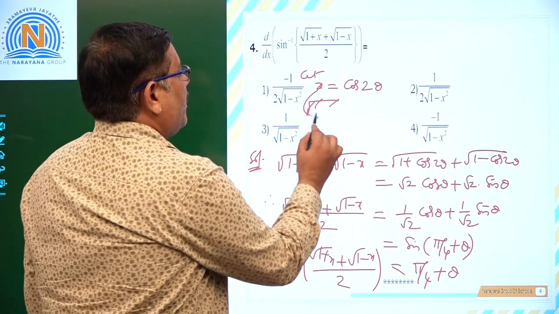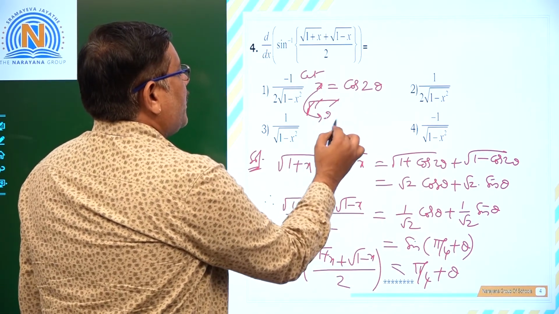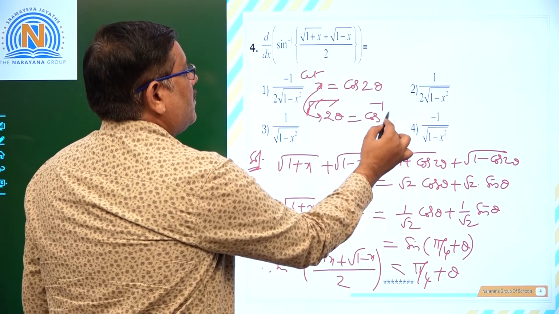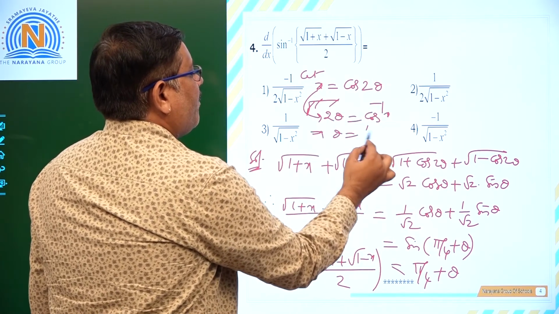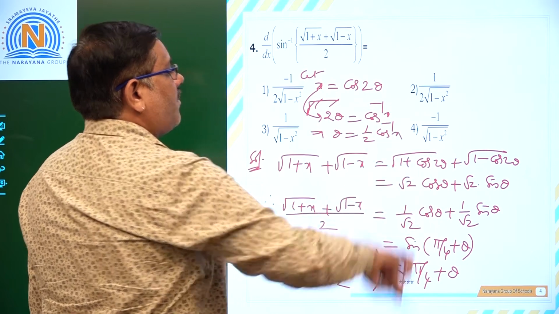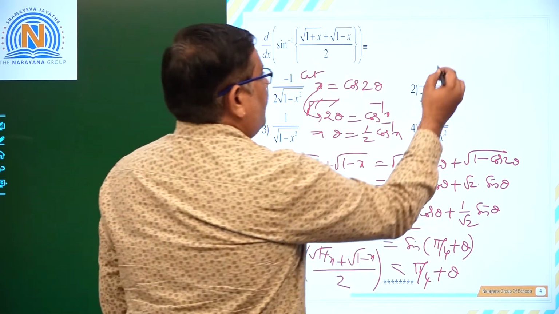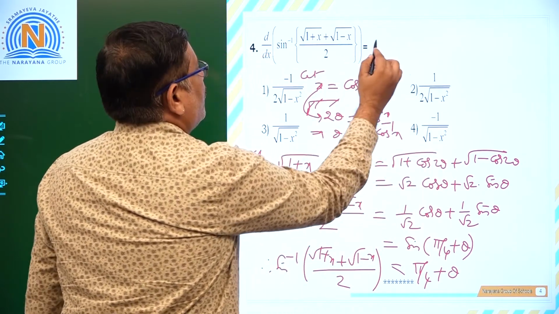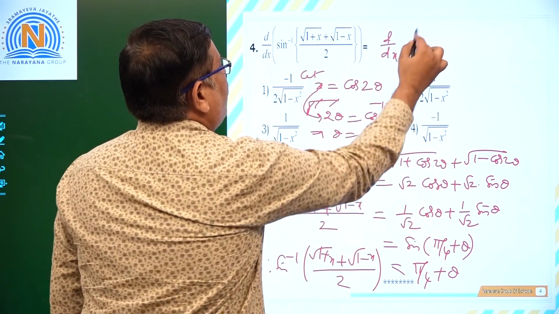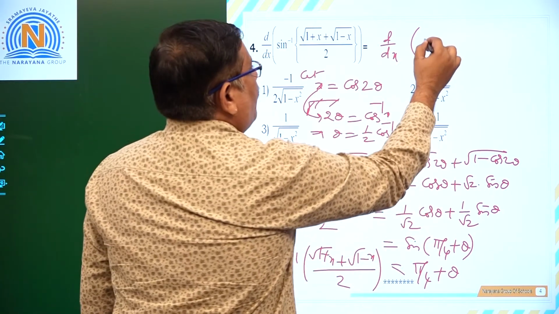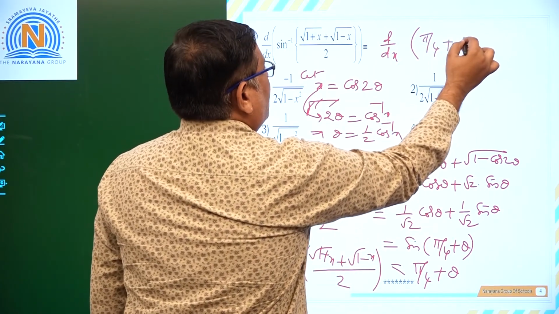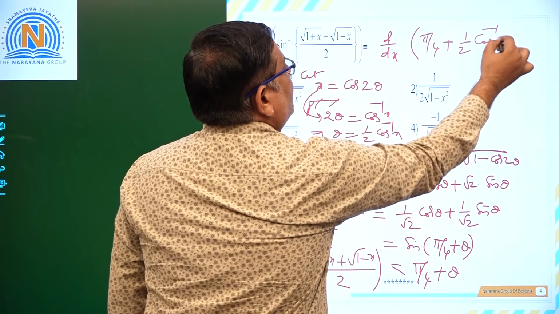Then what is theta? Here, 2 theta is cos inverse x. It implies theta is half cos inverse x. So here I can write theta as half cos inverse x. Therefore, d by dx of this entire value I can write as d by dx of pi by 4 plus half cos inverse x.